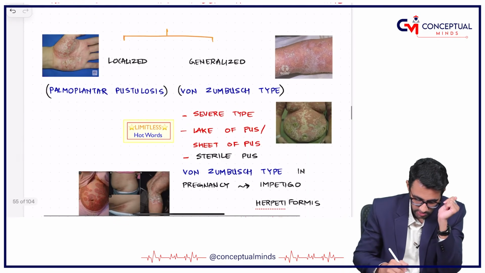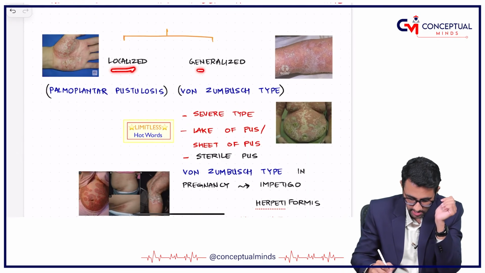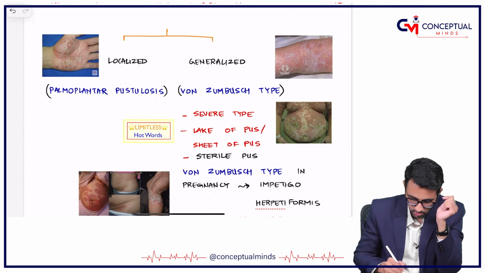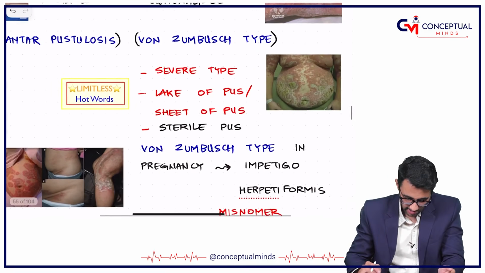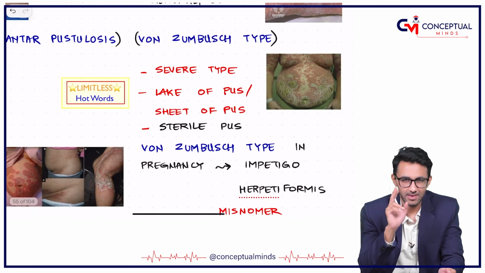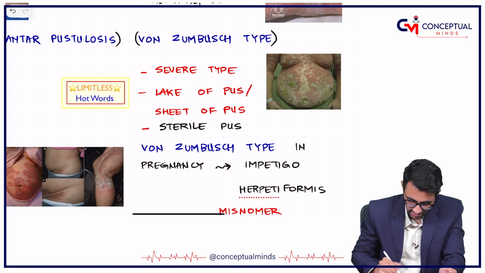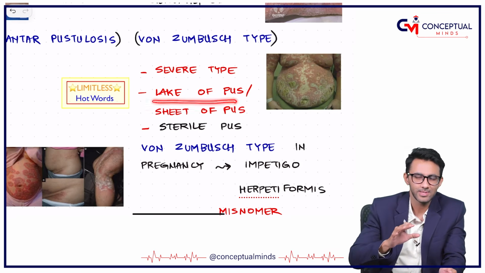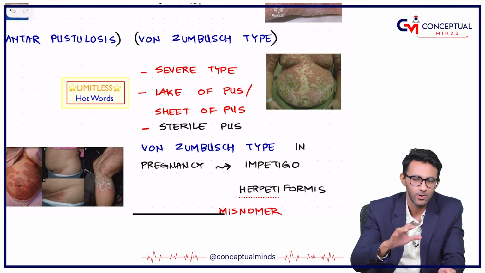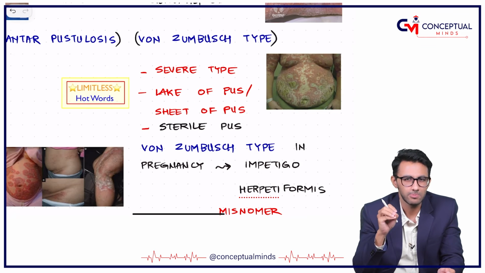Alright, fine. These are two things we just mentioned, the localized type and the generalized type: palmoplantar psoriasis or pustulosis, or von Zumbusch type right here. So I told you initially, one limitless hot word is waiting for us down the lecture. This is the one. The limitless hot word for today is going to be lake of pus. Wherever you see lake of pus, just straight away go up to the von Zumbusch reaction, a very specific word for this.